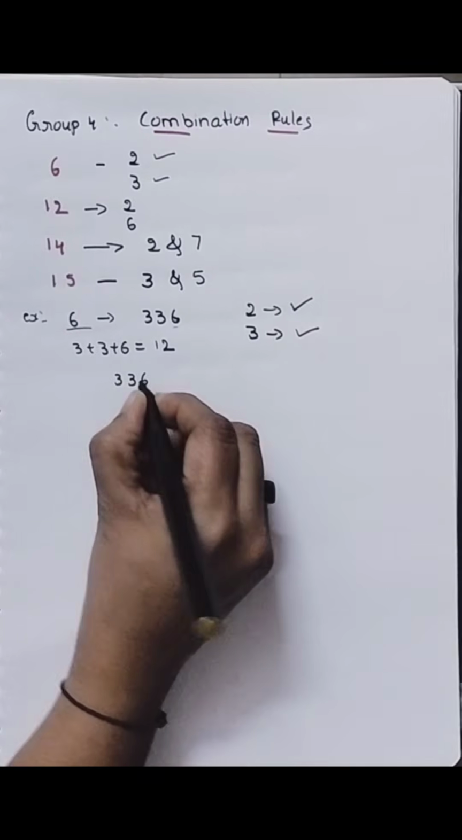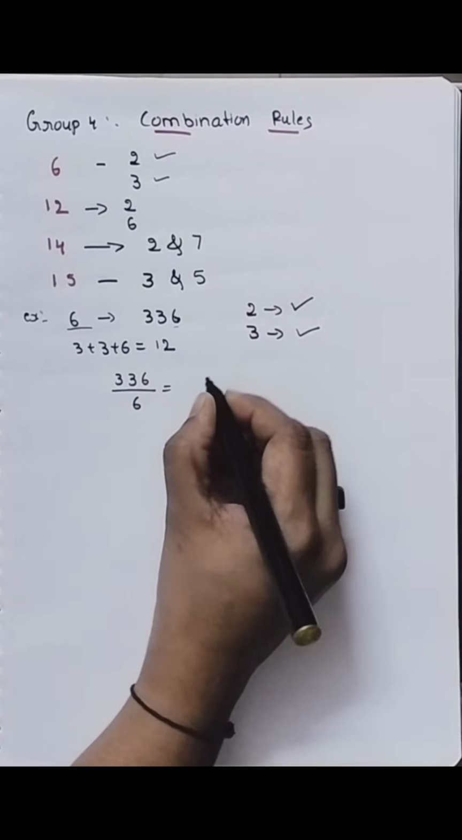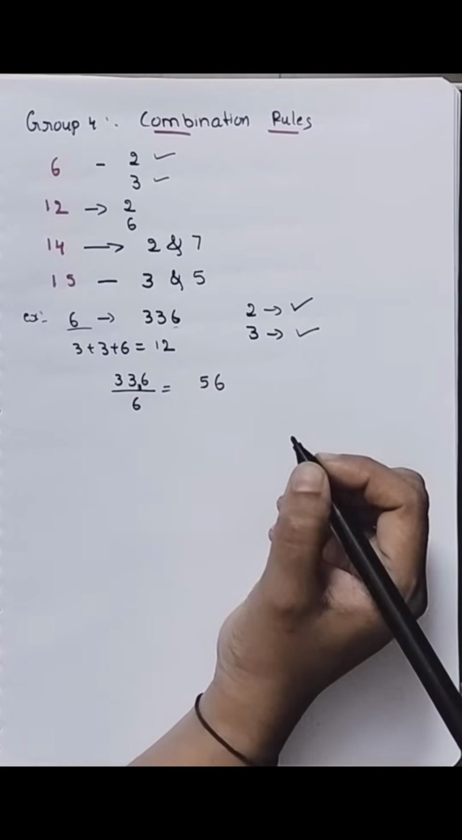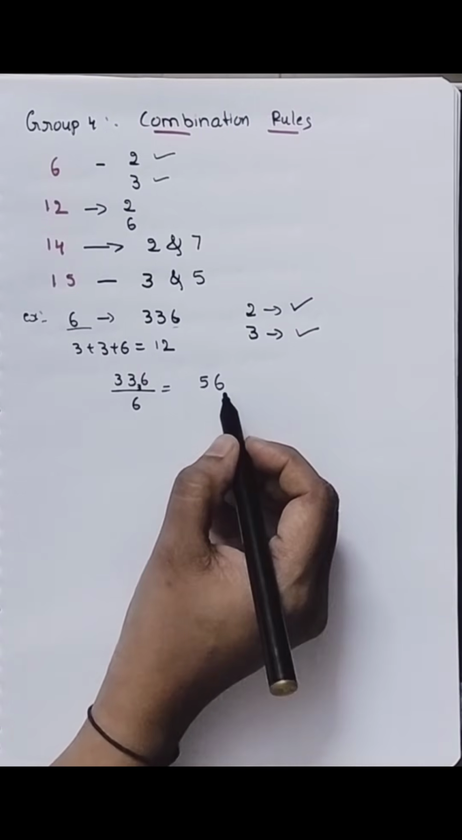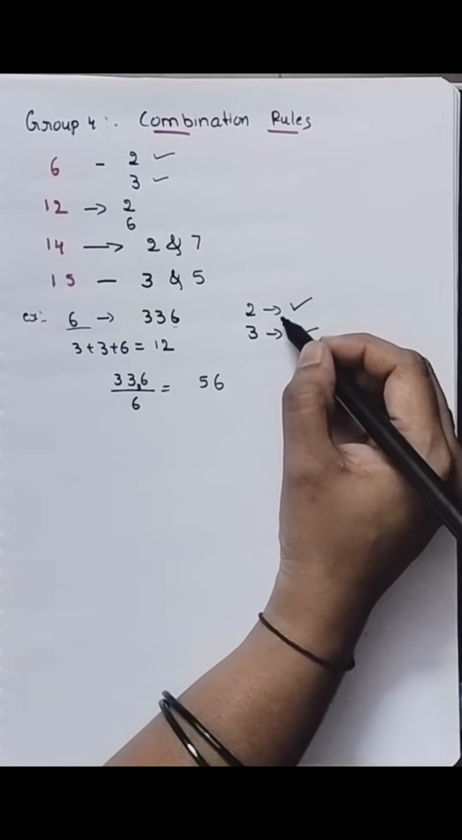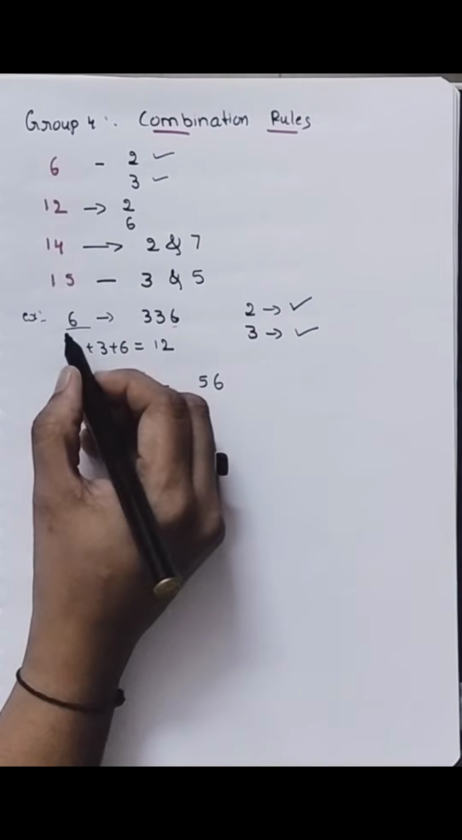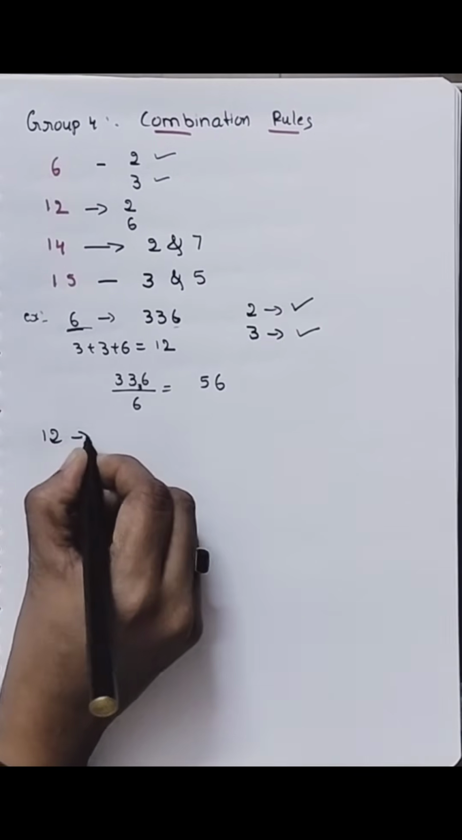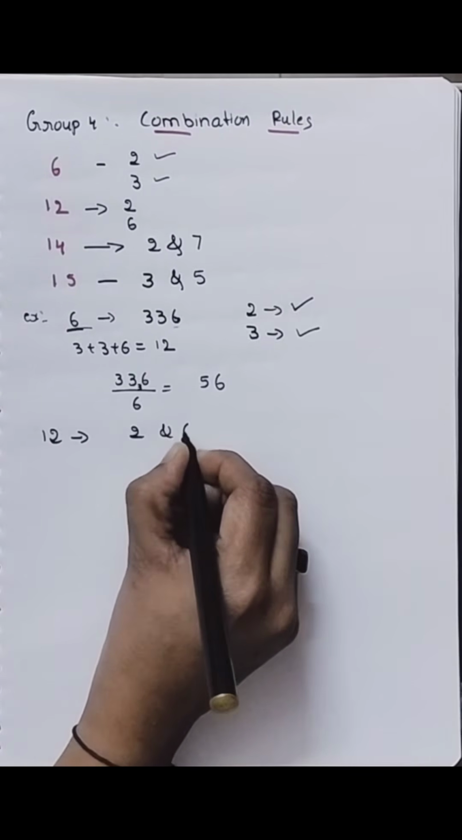If you divide 336 by 6, 6 fives are 30, 3 carry, and 6 sixes are 36. So 336 divided by 6 is 56. Just by checking whether it goes with 2 and 3, we can judge whether it goes with 6 or not. So next, considering 12, it is a combination of 2 and 6.